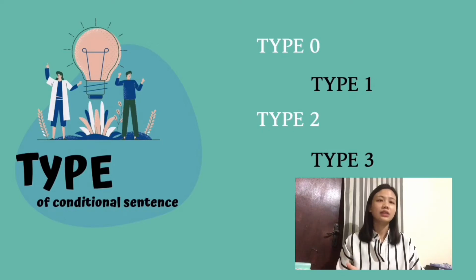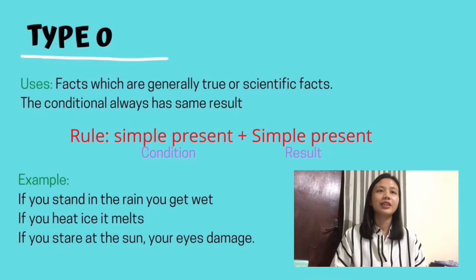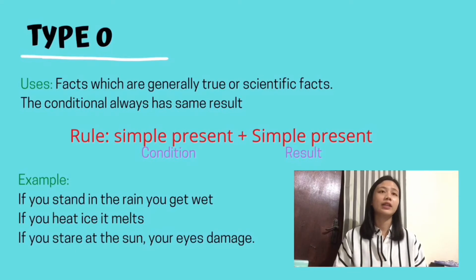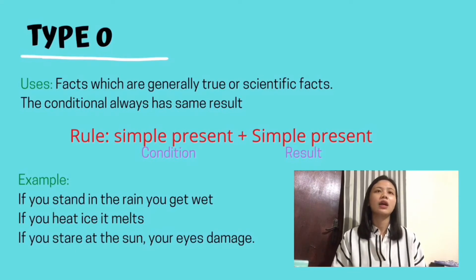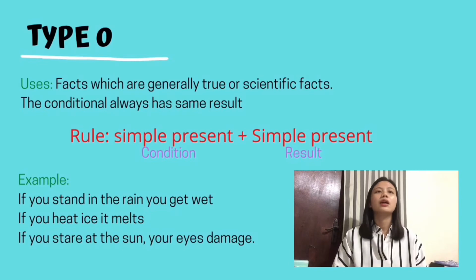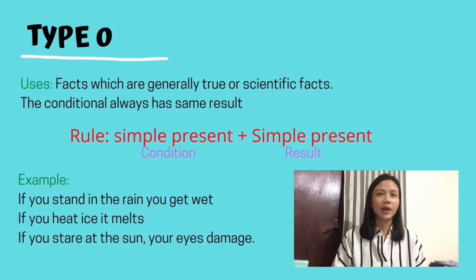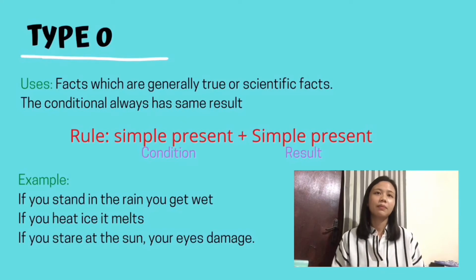In conditional sentences, there are four types. There are type 0, type 1, type 2, and type 3. I will discuss them one by one. A zero conditional sentence is a sentence that expresses a fact or simple implication and uses two facts which are generally true or scientific facts. The conditional always has the same result. The dependent clause of the zero conditional begins with if or when. The independent clause of the zero conditional begins with the simple present tense or imperative verb tense.